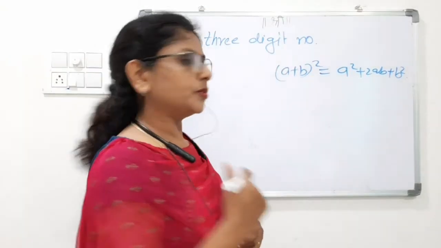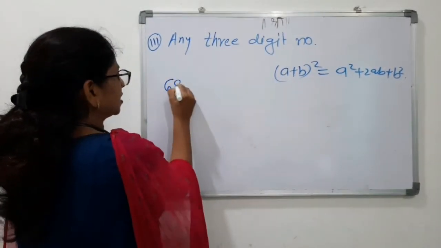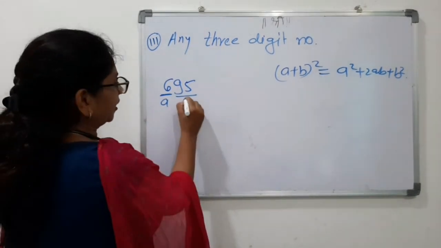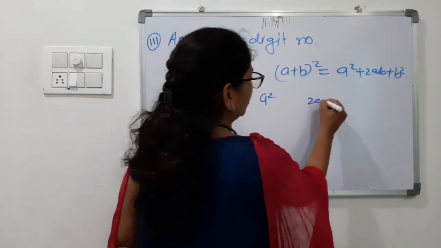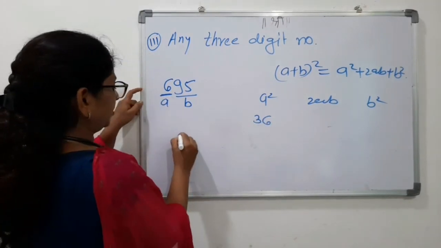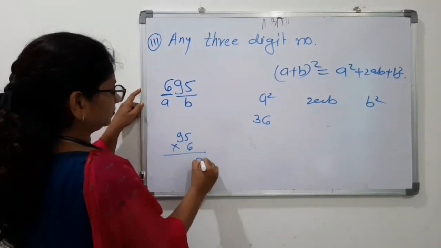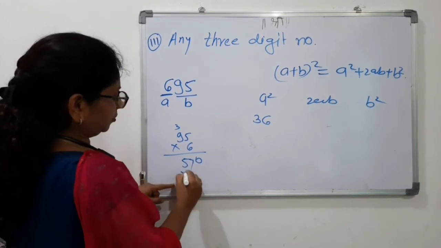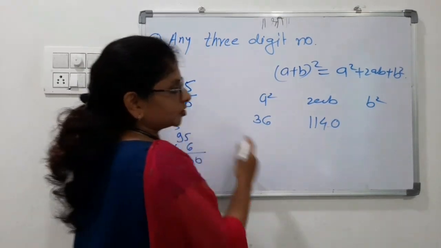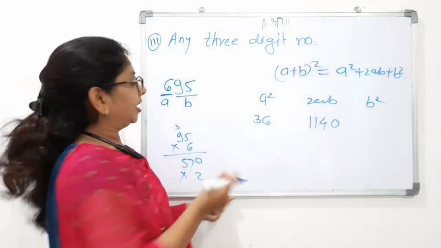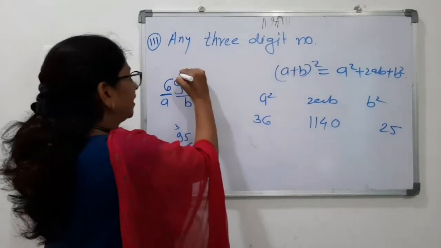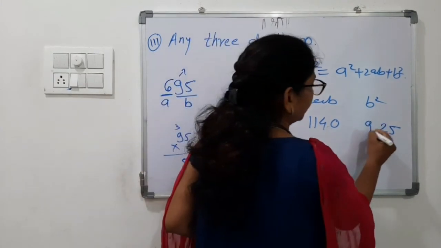Okay. Now suppose you want to find the square of 695. Here we will consider 6 as a, b as 95. Okay. So a square, twice ab, b square. A square is 36. Twice ab: 95 into 6 is 570, into 2 means 1140. Square of 95. So we know how to find the square of any number having 5 at the unit place. Then for 95, it is 25. 9 next is 10. So 9 into 10 is 90.